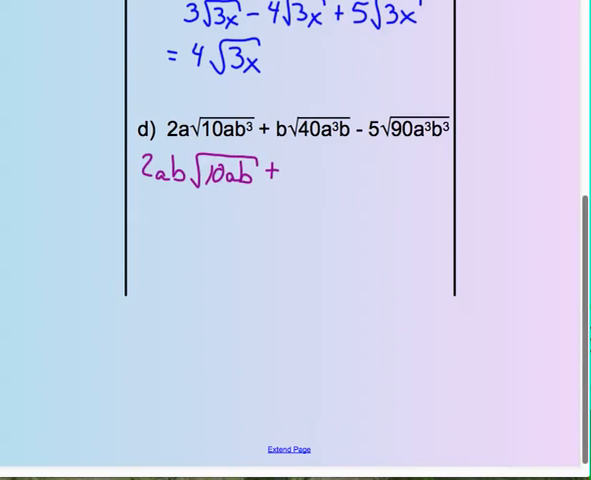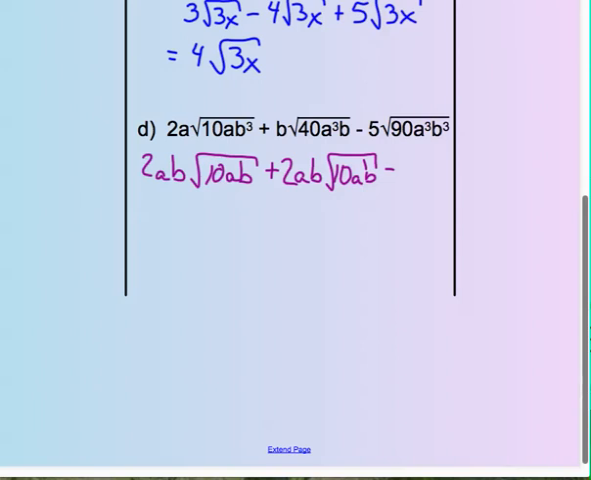Second term, perfect square factor of 40 is 4, square root of which is 2. A cubed, we can pull out an a. The b that's already out front. 4 times 10 gives us 40. We have one a left over, and the b that couldn't be simplified.